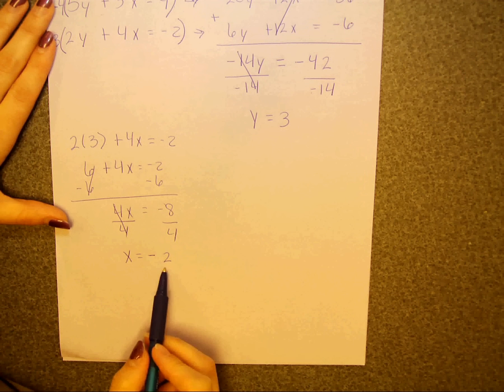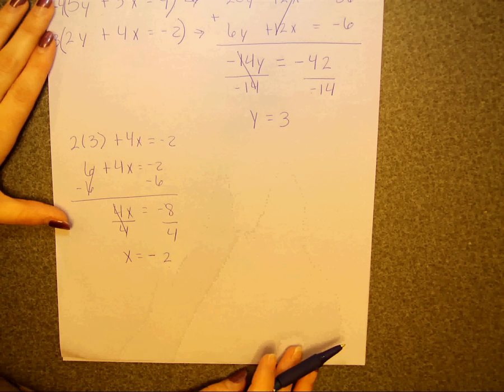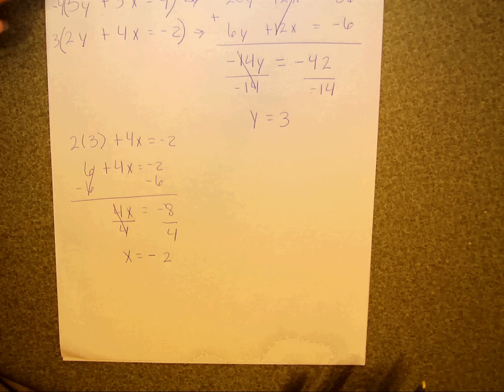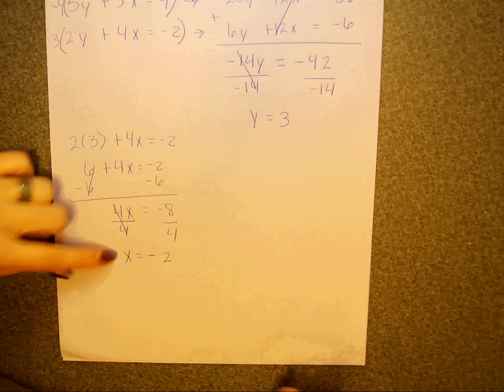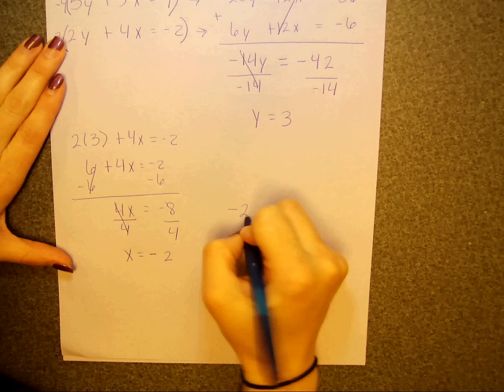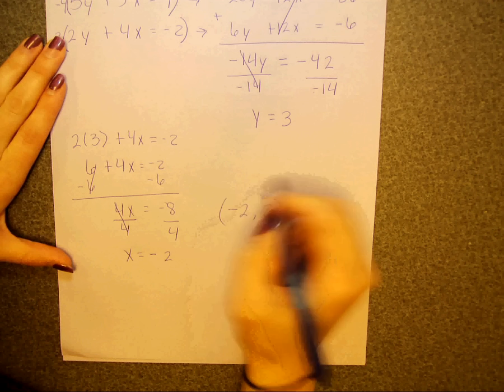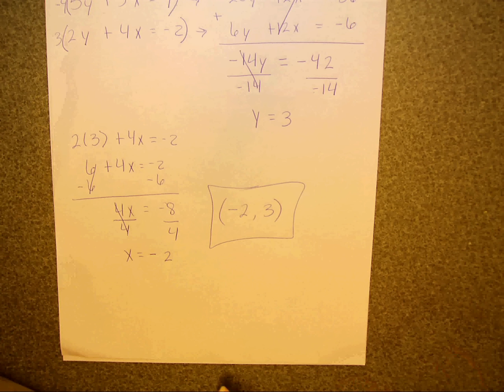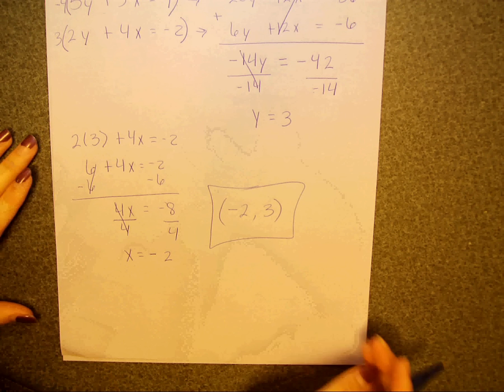Again, depending on the format of how we should write our solution, I can either leave it this way, or I can write it as a coordinate, negative 2, comma 3. Just depends. Okay, and you'll see if you have multiple choice or you're filling in the blank or something, you'll see how the answer should be written. But there you go.